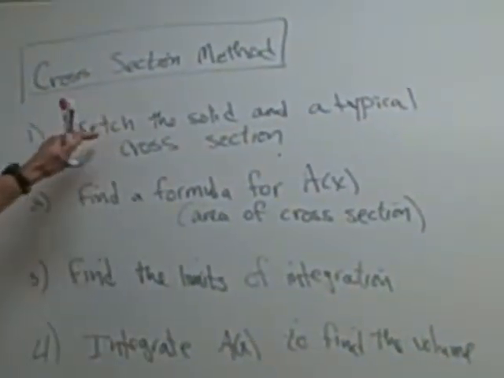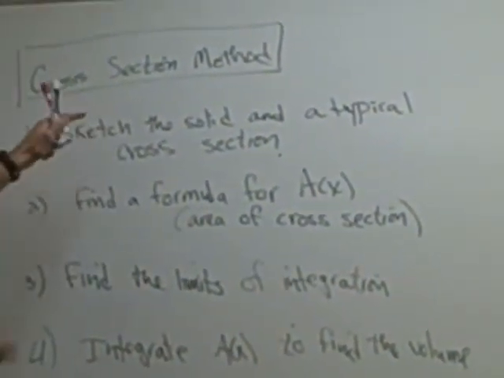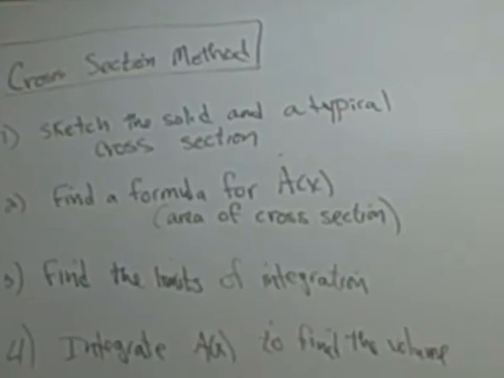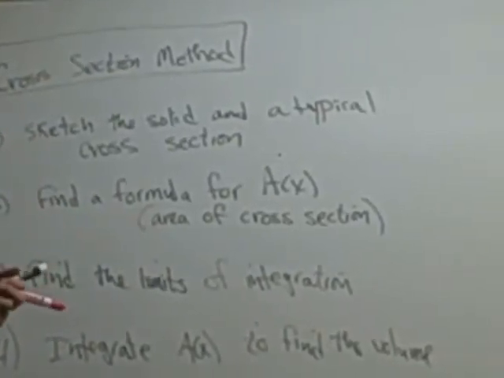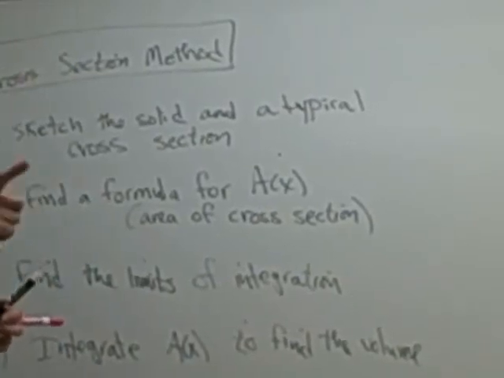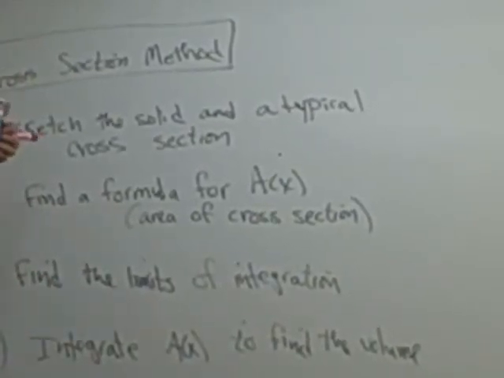So step 1 is to sketch the solid and a typical cross section. I drew 3 cross sections. Kind of hard to visualize, but each shape of the cross section is going to be a square, and they do vary in how large they are. But we have it drawn.